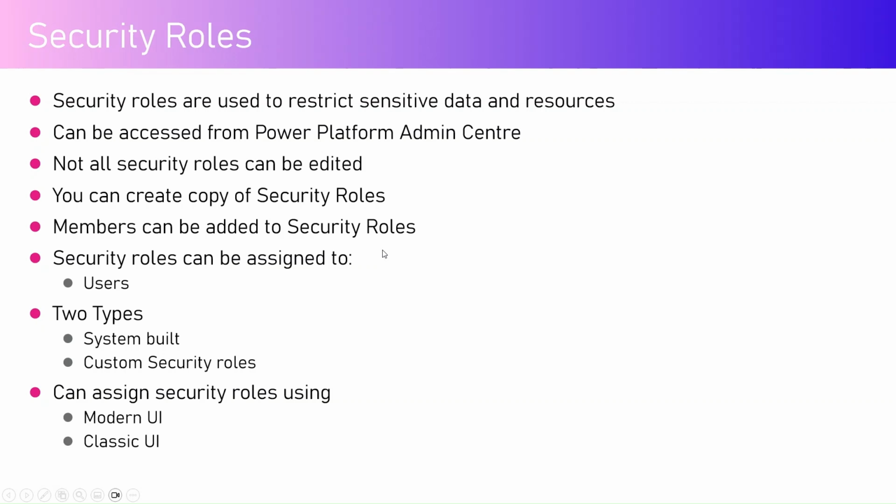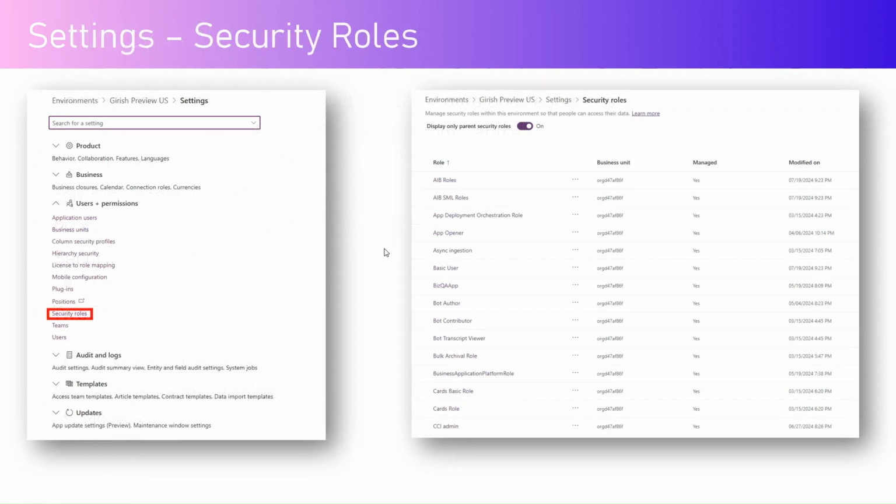There are two types of security rule, as I mentioned to you. There is a system built, and then you can create your own custom security role. Every security role has its own purpose. You can assign security role using modern UI and the classic UI. How do you access? You need to navigate to Power Platform Admin Center, go into specific environment, navigate to settings, under users permissions, navigate to security rule. And this is the list of security rules you will find here.